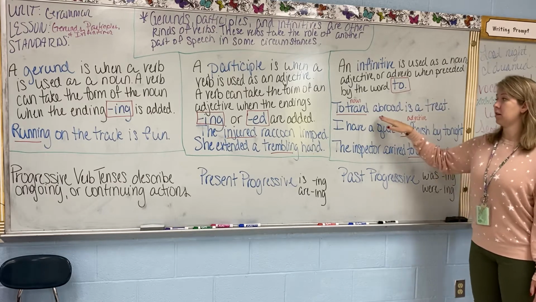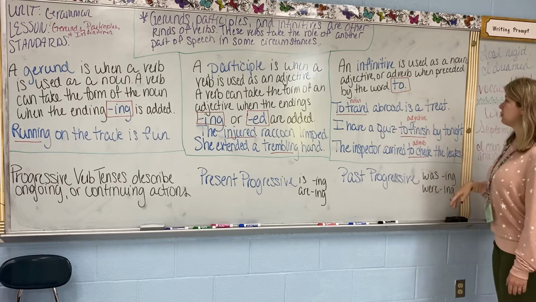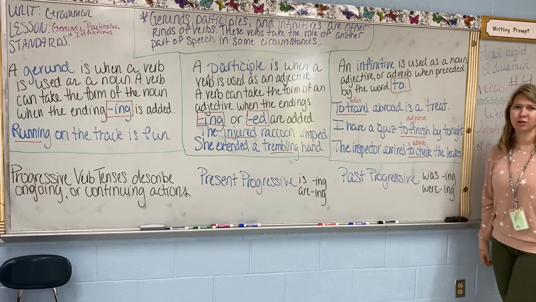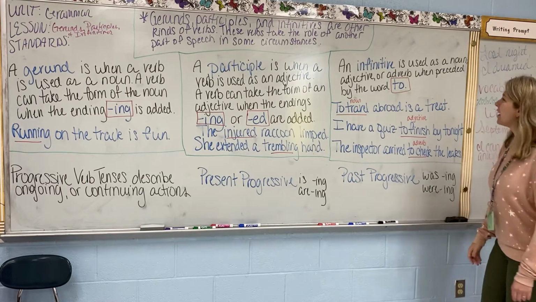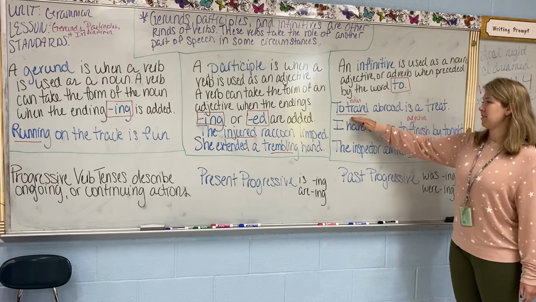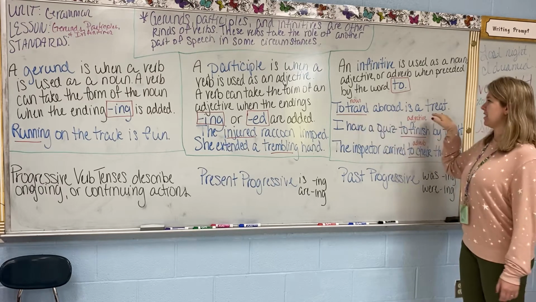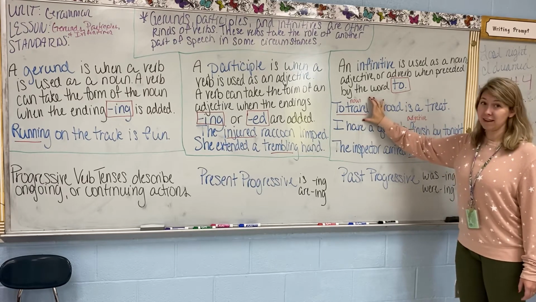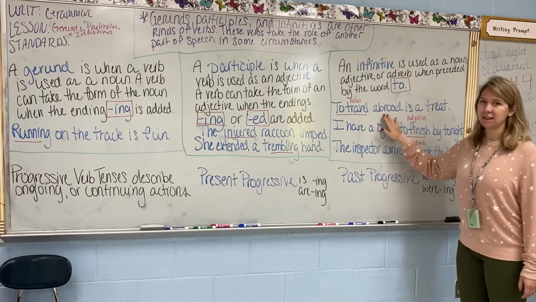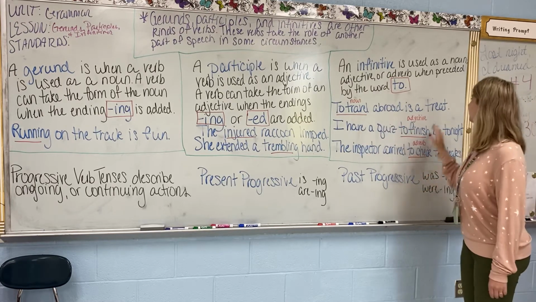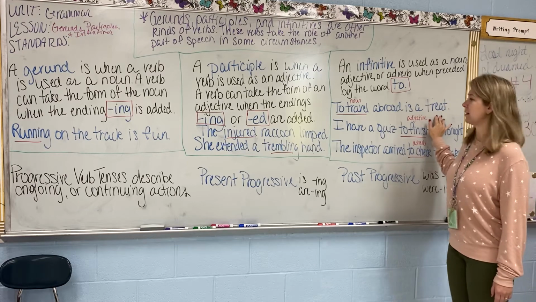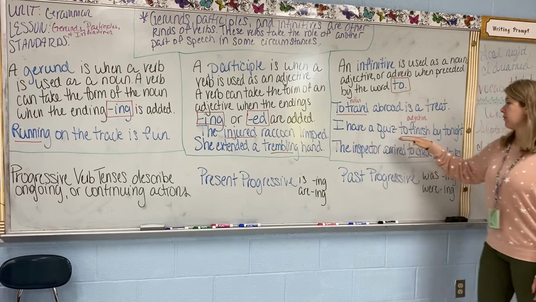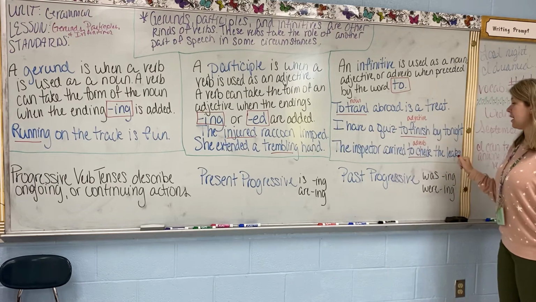Beginning with our first example, to travel abroad is a treat, or to travel abroad is a privilege. To travel is being used as the subject in the sentence, therefore it's being used as a noun. And then is, of course, our verb, treat being the object.